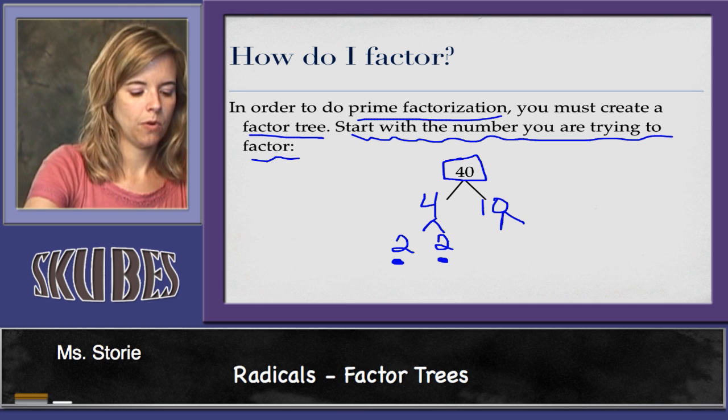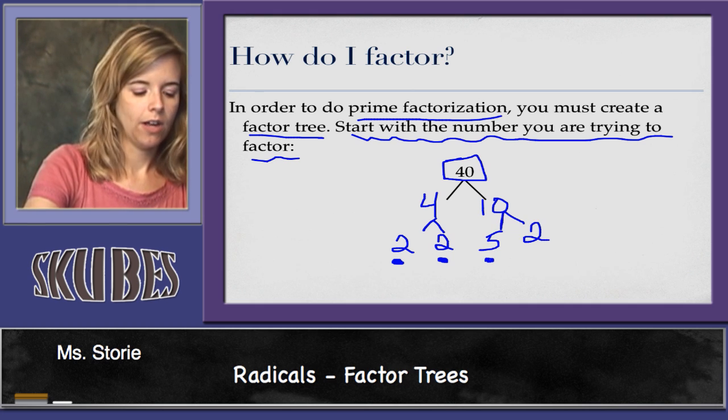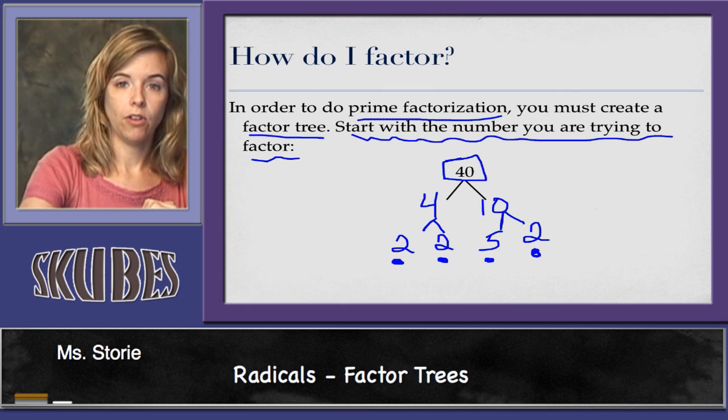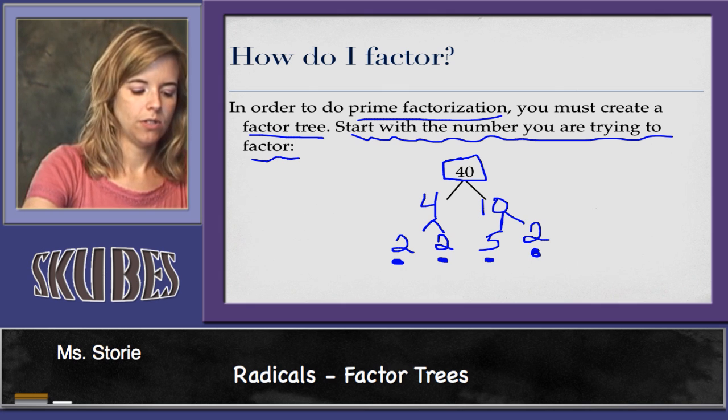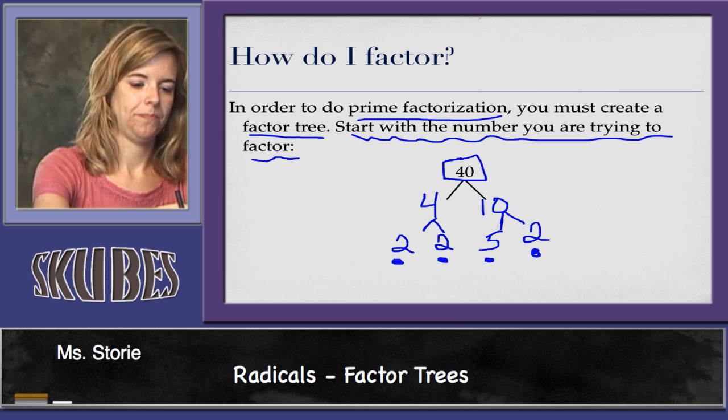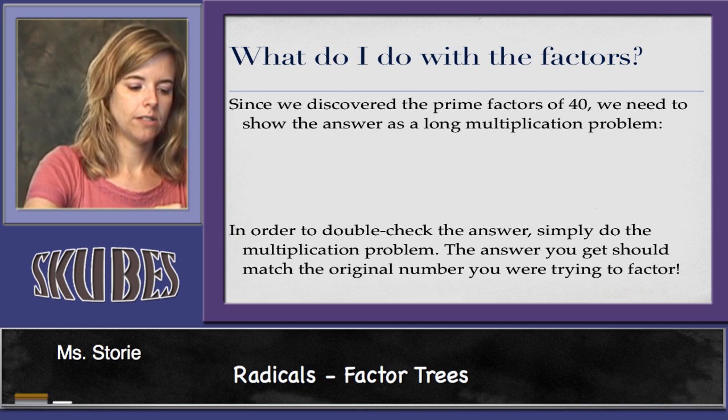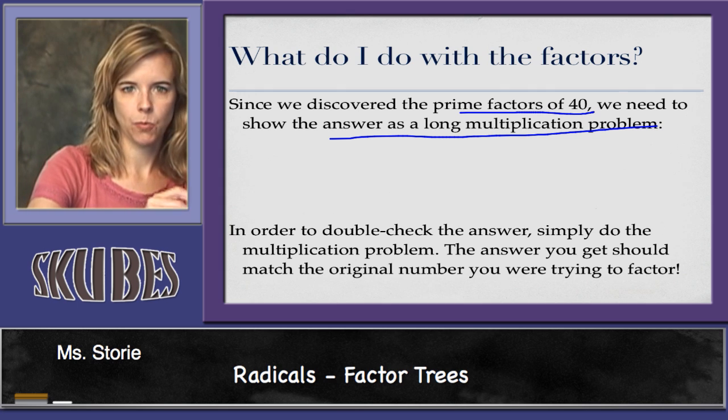10's not prime, so I can break it down to 5 and 2. 5 can't be broken down any further, and neither can this 2. So I have all these prime factors now. 2 times 2 times 5 times 2. Now, since we discovered those prime factors, we need to show our answer as one long multiplication problem.